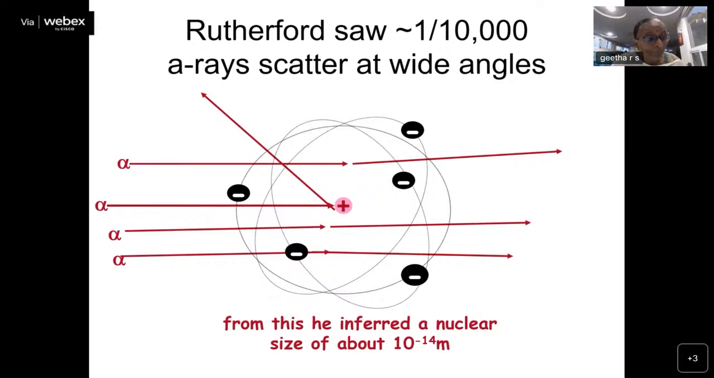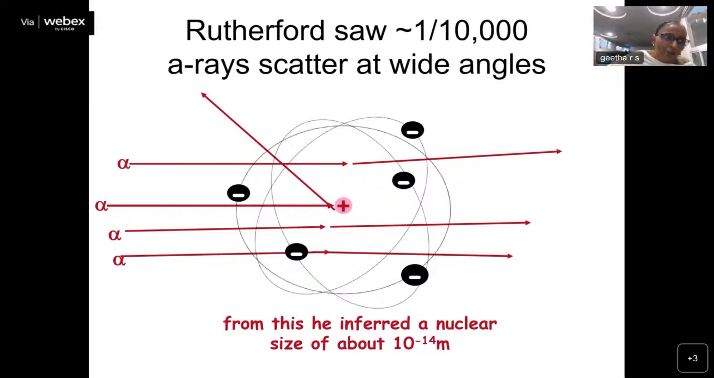So that means in this model, somewhere at the center, very small, very heavy, sits the nucleus. That word nucleus was coined for the positive charge. Now you cannot say that it is a ball bearing, so a neat word was coined. So the positively charged nucleus is sitting, and very few alpha particles hit it, because its size is very small.